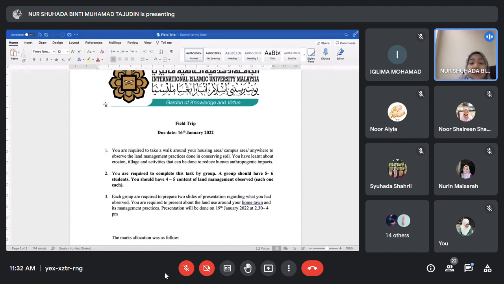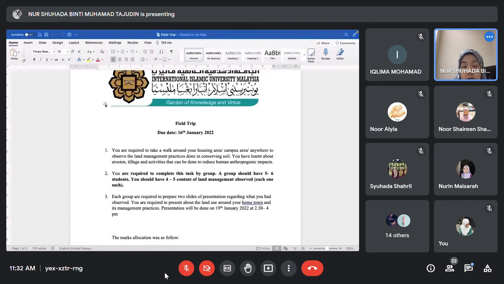Okay, so your task is to observe on the closest lah that you can do. For examples, Husna duduk kat Bentong banjir kan, what you can observe dekat tanah-tanah dekat situ, apa yang tengah jadi sekarang, that is about environment and soil. You are required to complete this task by group. Satu group ada 5 atau 6 orang sebab kita ada 21 orang eh. Nanti saya listkan nama tu.